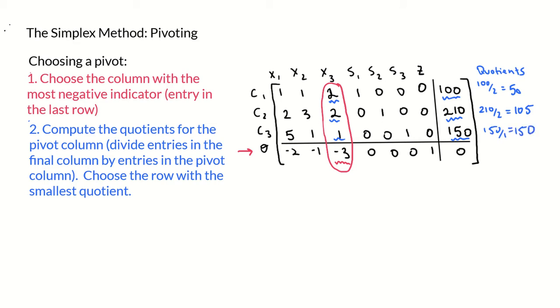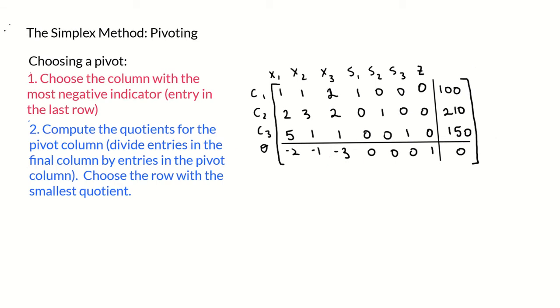And now we choose the row that has the smallest quotient. So the smallest quotient happened here, because 50 is the smallest of those quotient numbers. So what that means is that this number is the pivot. It occurs in the column with the most negative indicator of -3, and it occurs in the row with the smallest quotient out of that column. So now we'll use this example and we'll show how to pivot around that 2 in the constraint 1 x3 column spot.